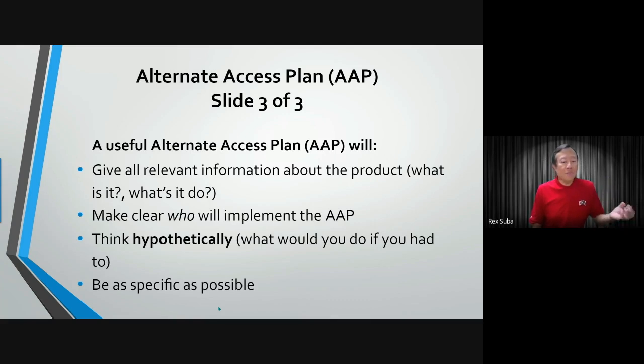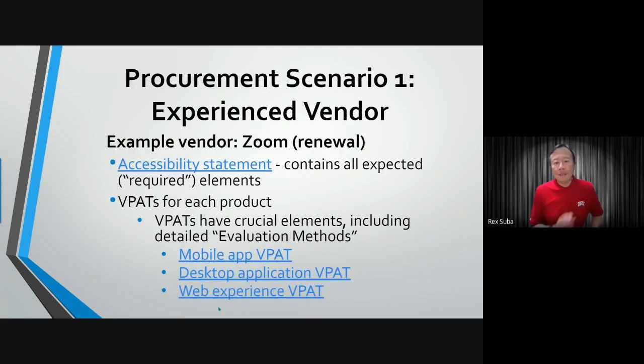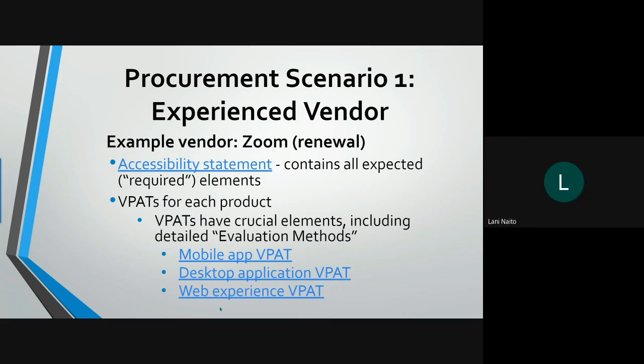You're thinking hypothetically about this workaround. Reminder that alternate access is the workaround or exception. Okay. Before I go into the scenarios, do you have any questions about the VPAT or the general idea about which way you go in terms of no exception versus exception? Questions at this time?